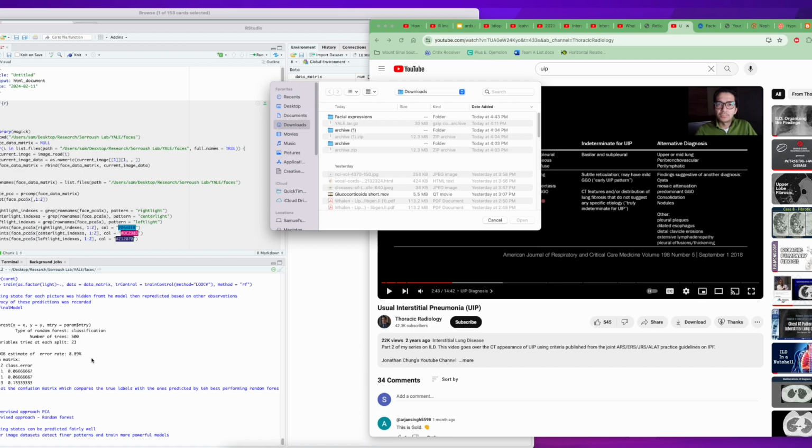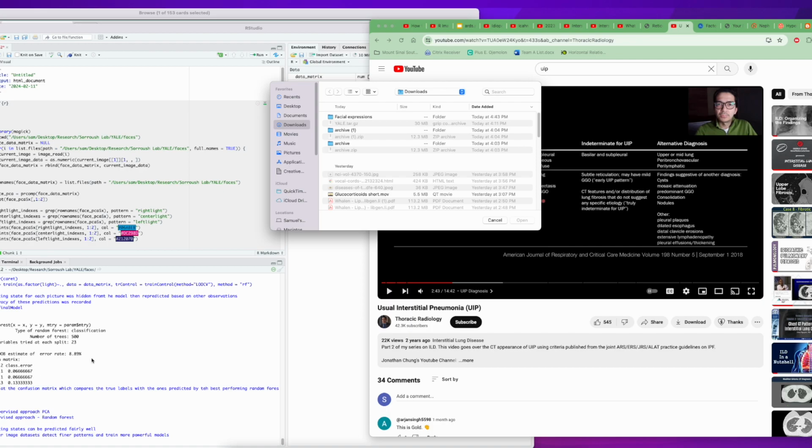In the whole pipeline of usual interstitial pneumonia, this would be in the multidisciplinary discussion section where a lot of experts, surgeons, pathologists, pulmonologists come together to determine if the individual has usual interstitial pneumonia. So, how do I go about building these skills?